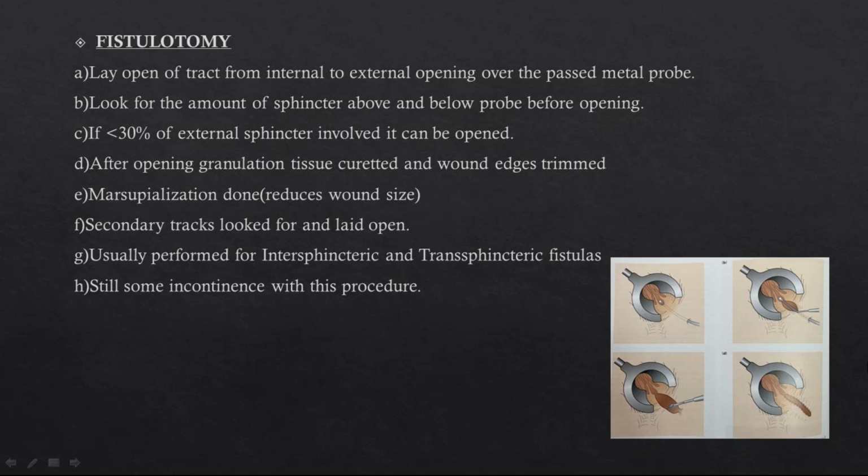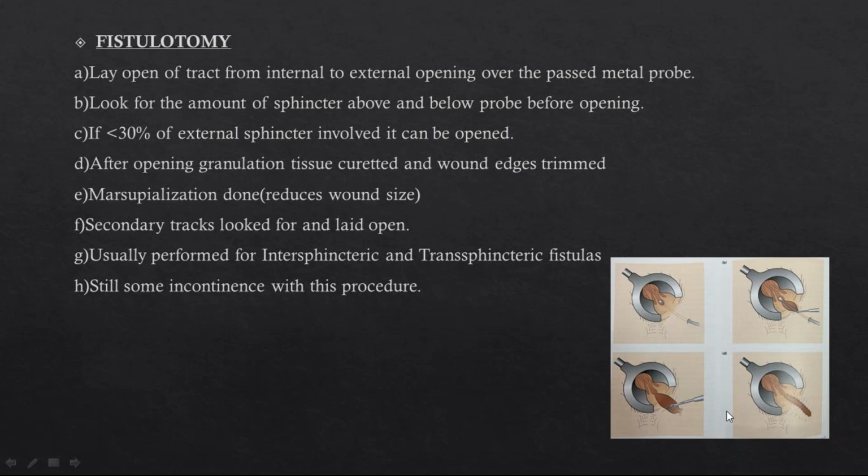And after opening, what happens? There will be granulation tissue in the tract. That granulation tissue is curetted out with a scoop. After curettage, the edges of the wound are trimmed with scissors. And after that, you should do a marsupialization. Marsupialization is nothing but the edge of the wound is sutured to the surrounding overlying skin. See, multiple stitches are being placed. Post-operatively, daily dressing should be done. And if there is any secondary tract, that should also be laid open.